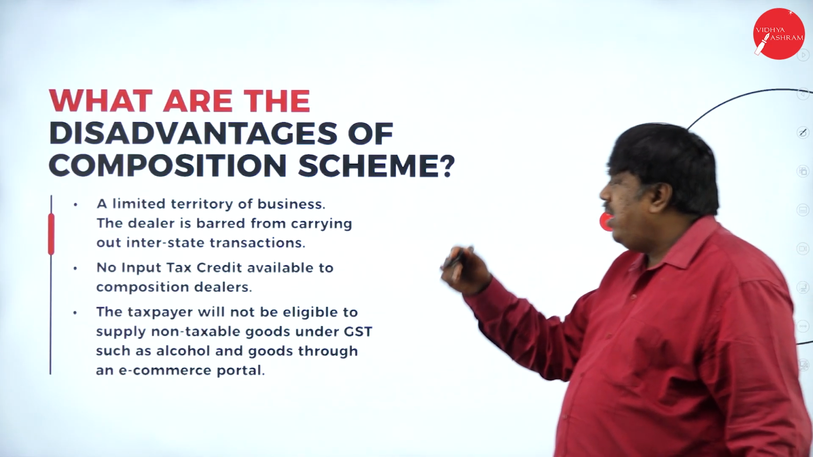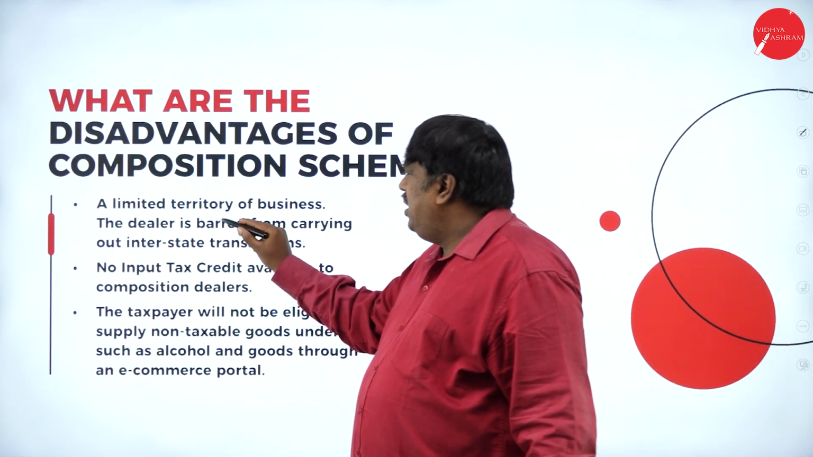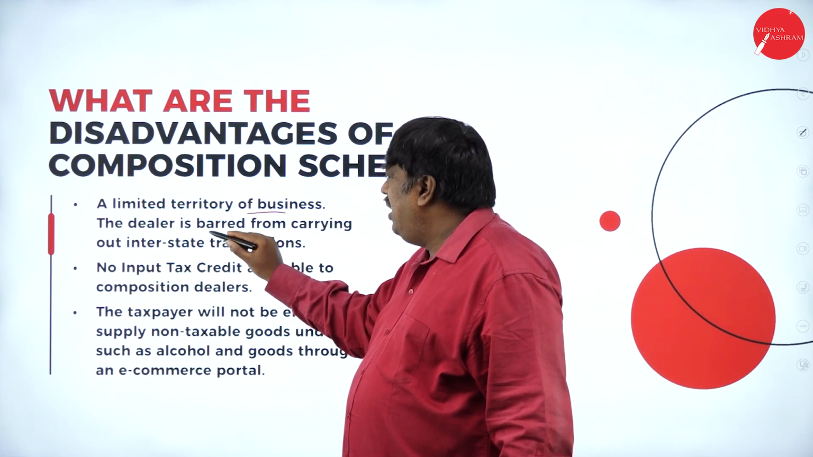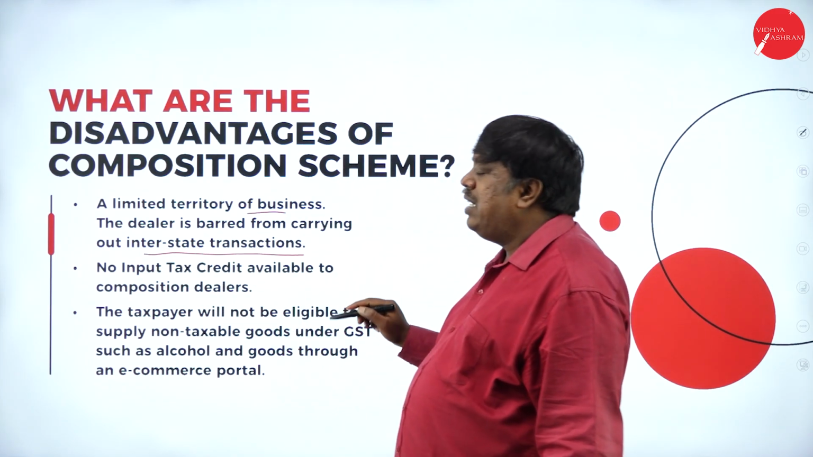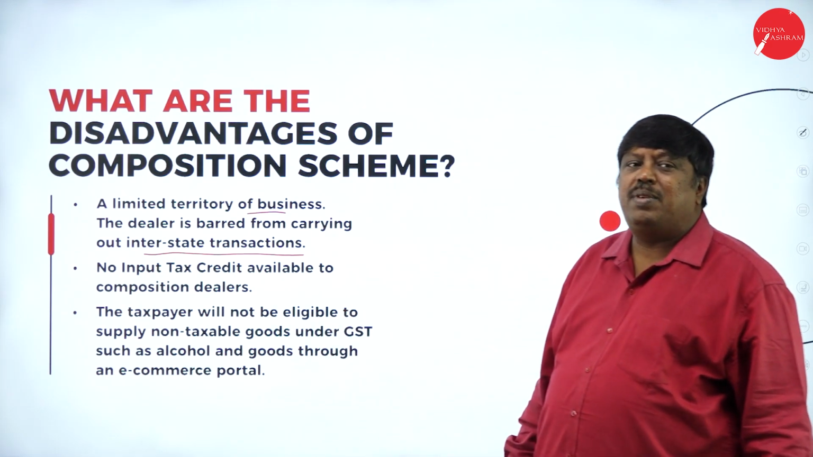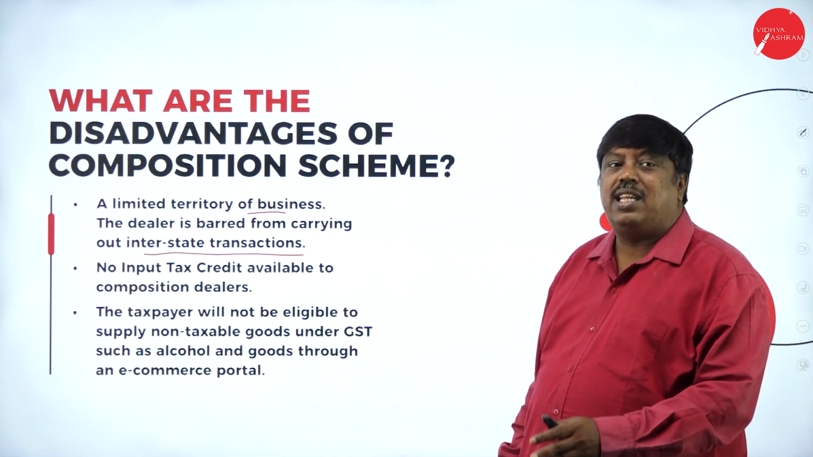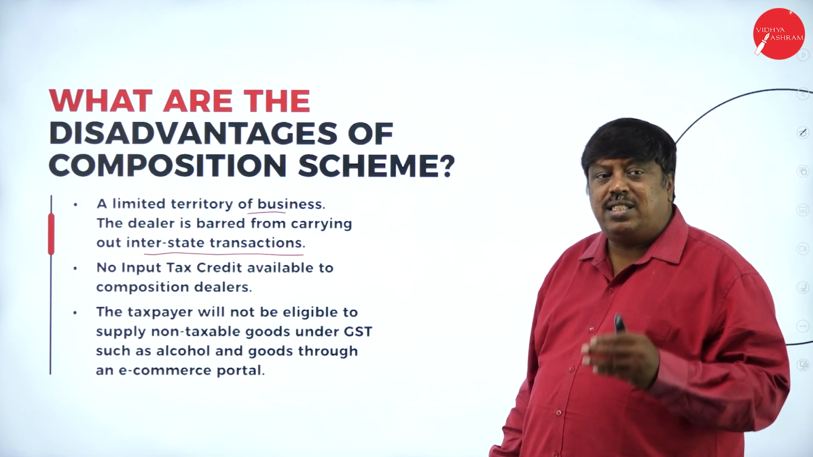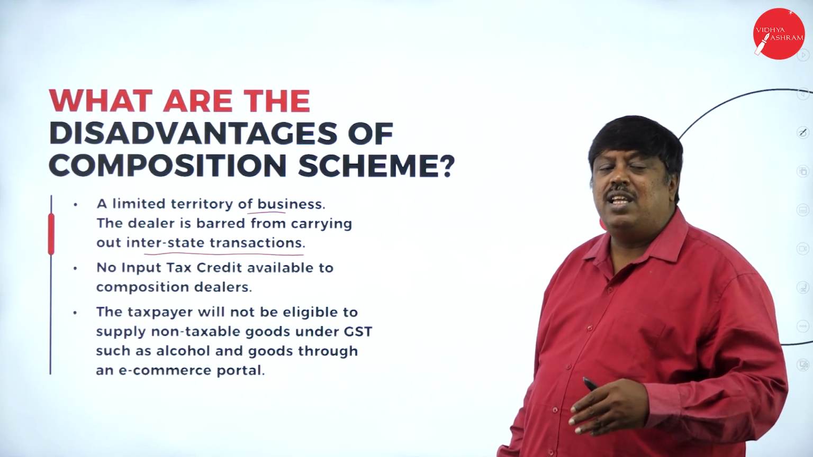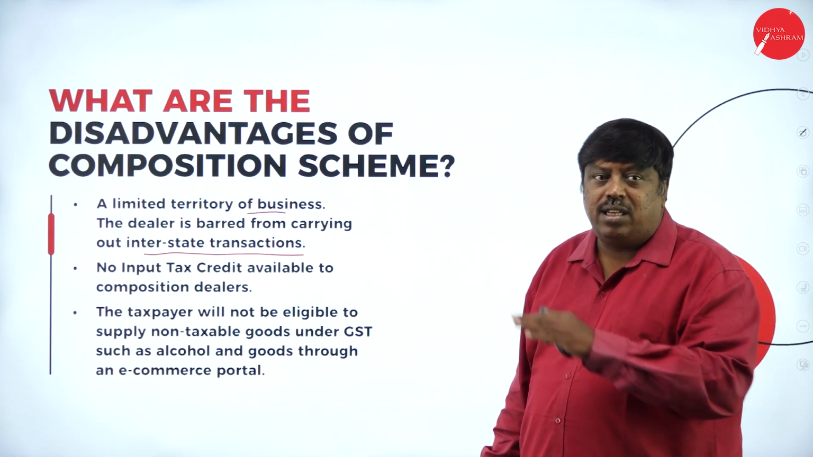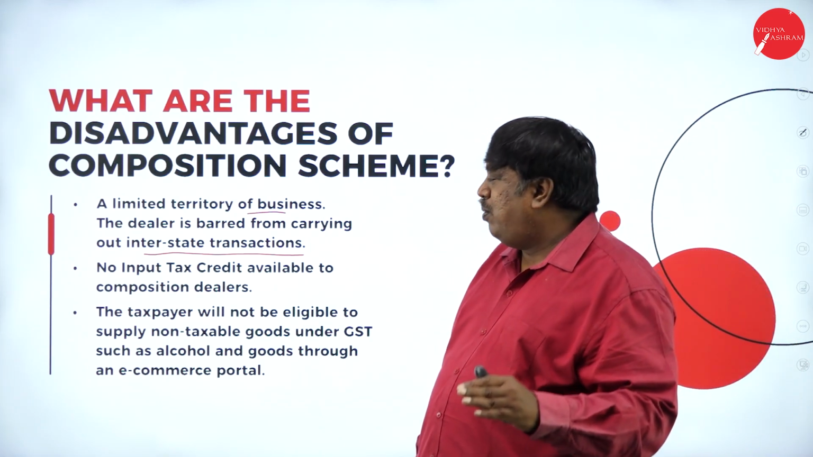So what are the disadvantages? Limited territory of business: the dealer is barred from carrying out interstate transactions. They're saying that he cannot do business activities outside the state. If the business is within the state, he can apply for the composition scheme. If he's doing business both intra and inter state, he is not eligible for the composition scheme.